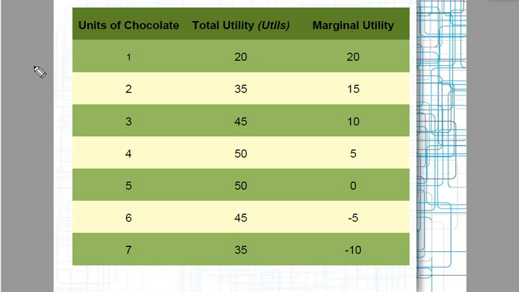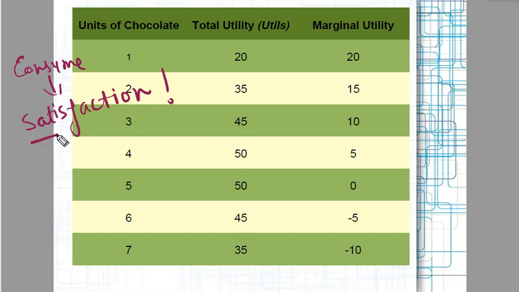Something which is much more intuitive is the cardinal approach, because everyone understands that whenever we consume something, we derive what we call satisfaction. Now these are uncountable, unquantifiable terms. If you have a pizza, you may derive some sort of satisfaction from it, but the level of satisfaction that you derive and the level that I derive will be different, and it cannot be quantified in numbers.